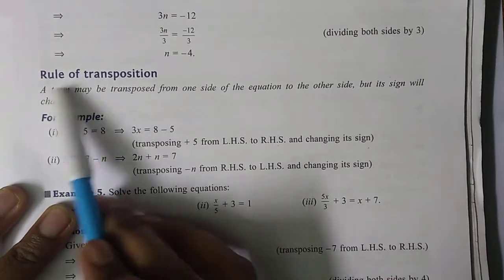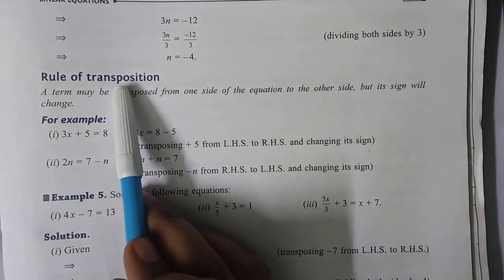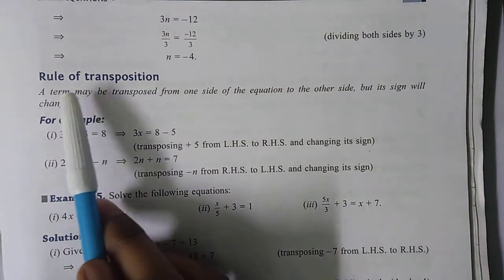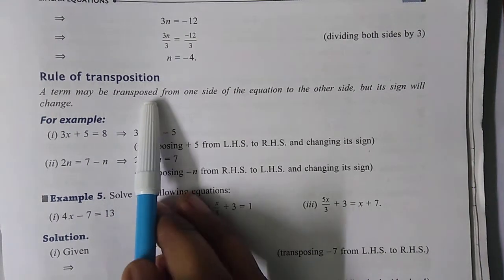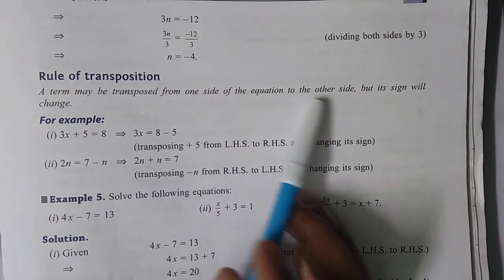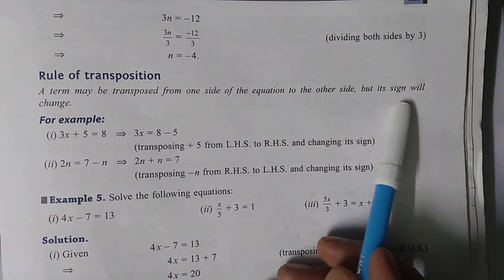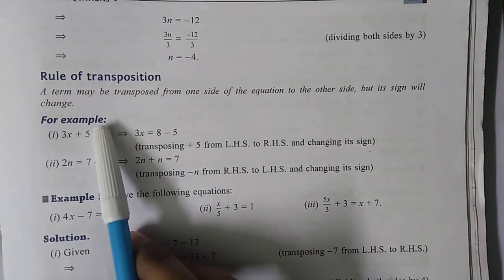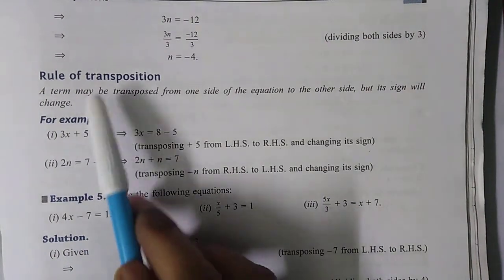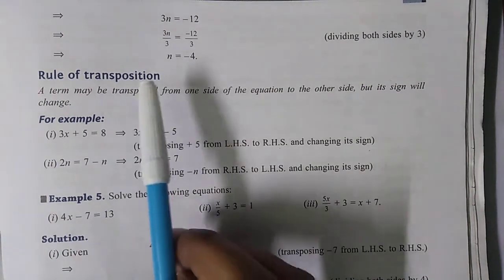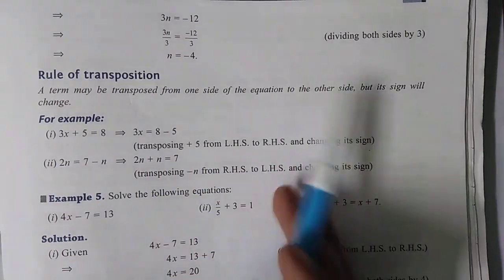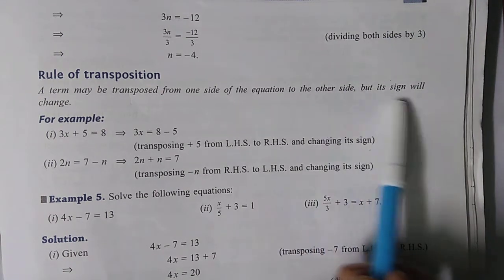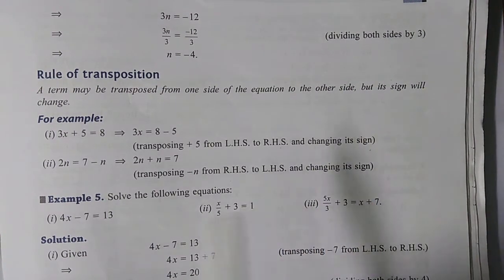Now let us discuss the rule of transposition. What do you mean by transposition? When a term is transposed from one side of the equation to the other side, its sign will change. It is the rule when we shift a term from one side to another with a change in sign. That is known as transposition.